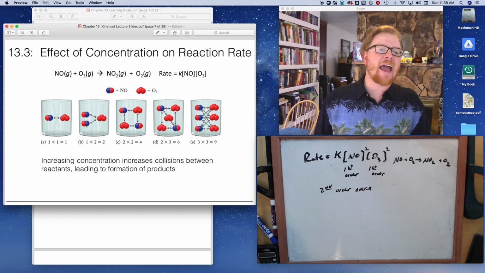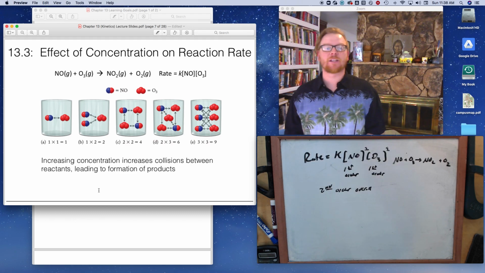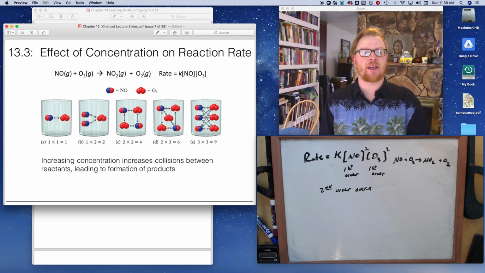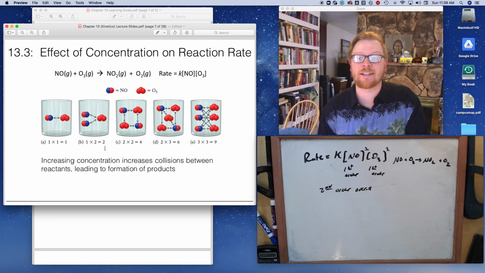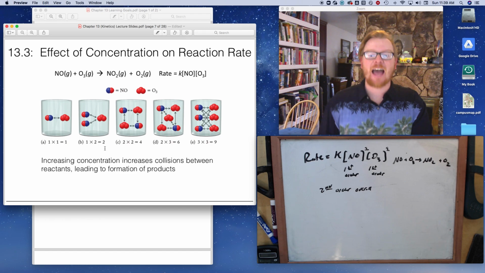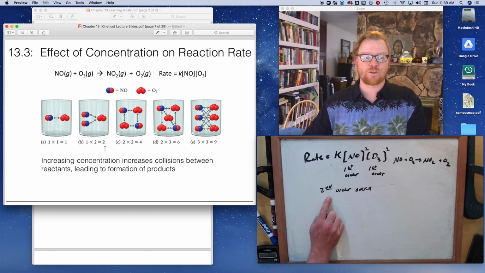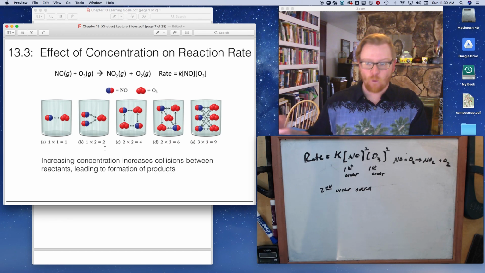But now suppose that I have 2 NOs and still one O3. Well, that would be 2 possible collisions because the O3 can either collide with one NO or the other NO. But now, here's where the magic happens. Suppose I have 2 of each. I have 2 NOs and 2 O3s. That creates 4 possible pairwise reactions. And that's exactly where we're seeing this second order situation. If I have 2 of each, I get 4 collisions.